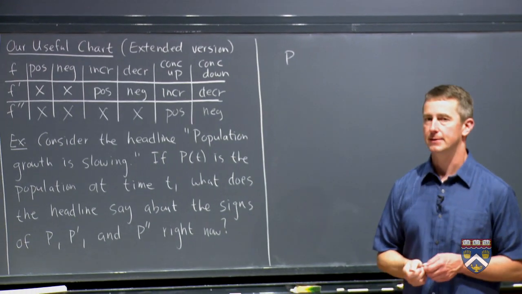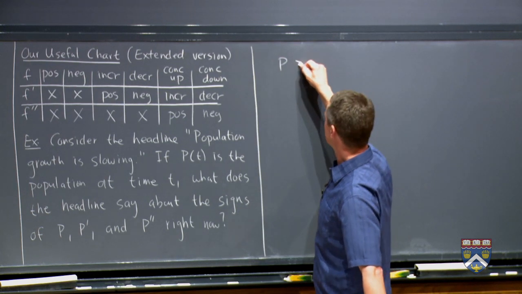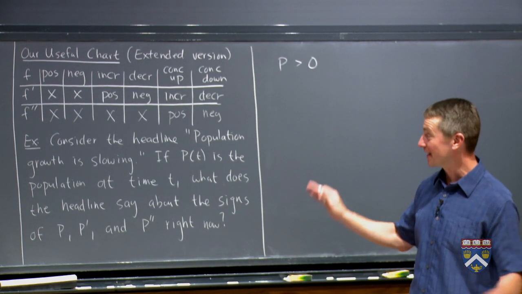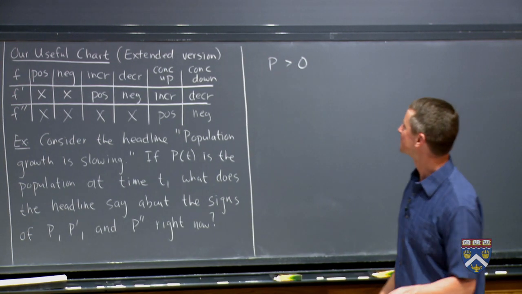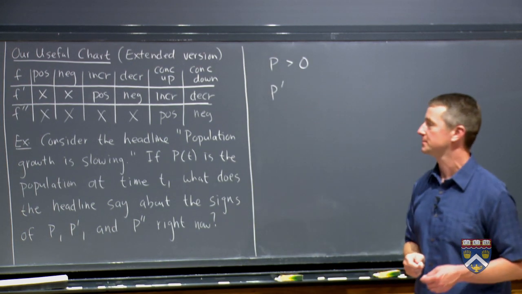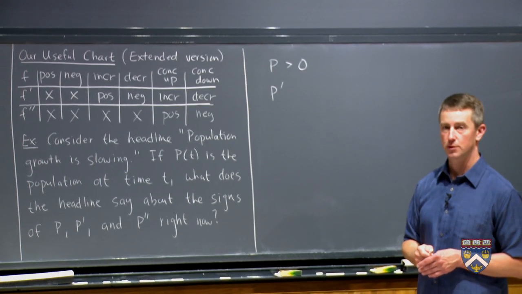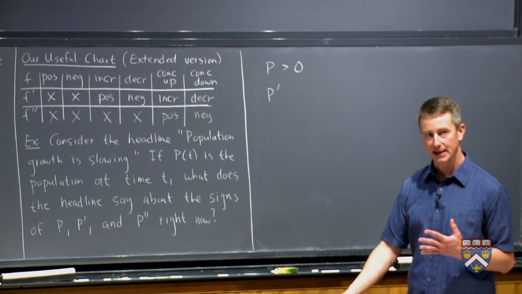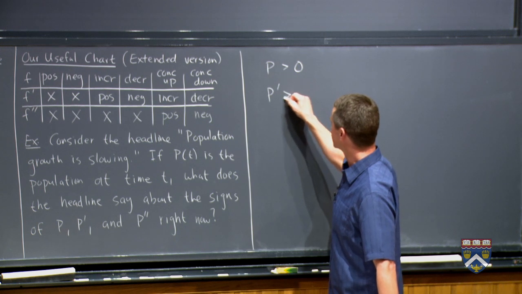So what do we know about p itself? P has to be positive, right? Because p is a population. There's no way we can have a negative number of people in a population. So even if we didn't know anything about whether the population was growing or anything like that, p definitely is positive. What do we know about p prime? Which word here tells us about p prime? It's the word growth, right? Since we have population growth, that means the population is increasing. So that tells us that p prime must be positive.